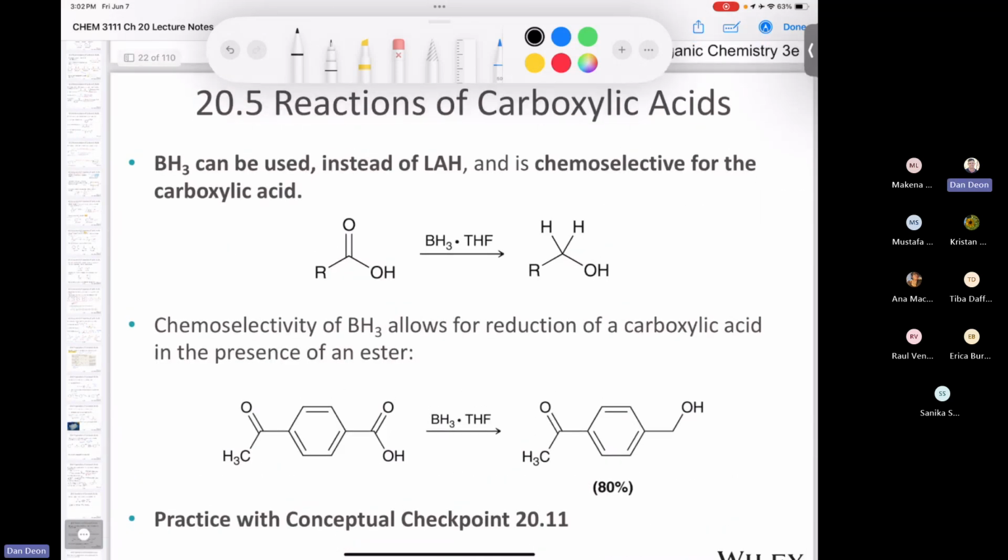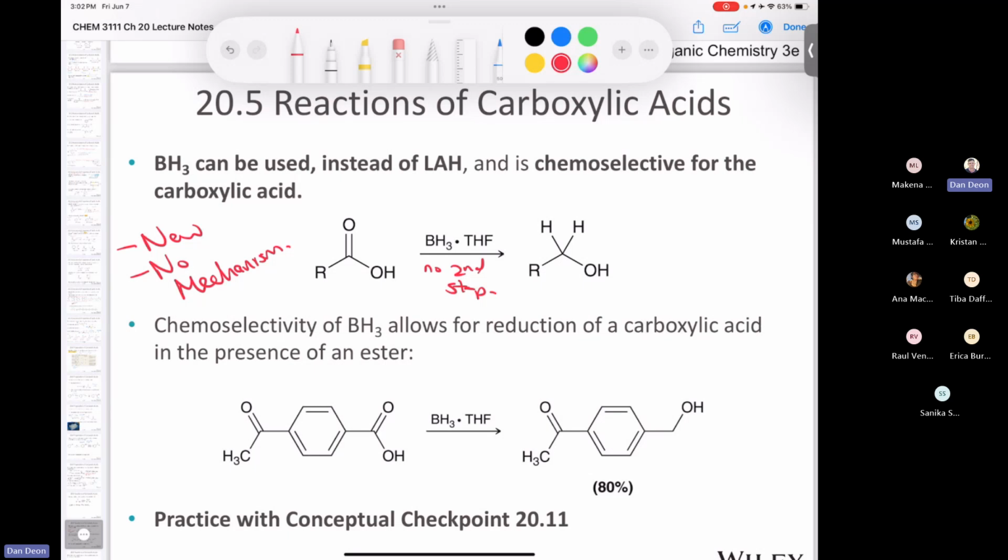Next one is a new reaction. So this is new, and there's also no mechanism for this guy, okay? So if you take a carboxylic acid and you treat it with BH3 THF, you're like, where's the second step? There is no second step for this reaction. You just treat it with borane and THF. That will also reduce all the way down to a primary alcohol.